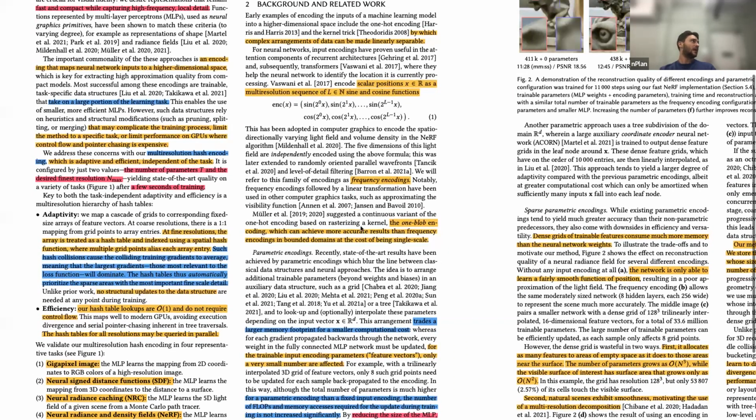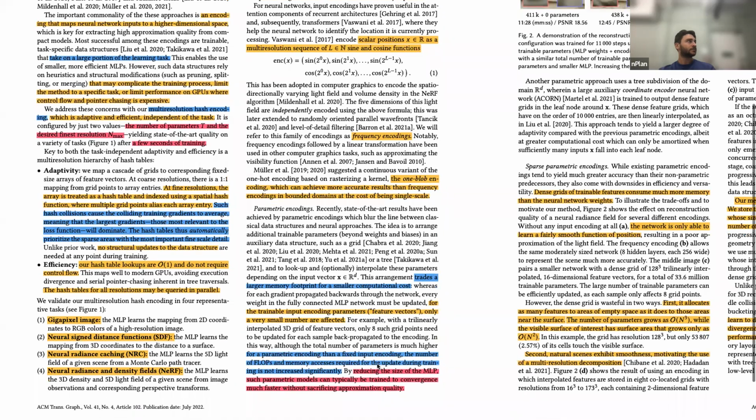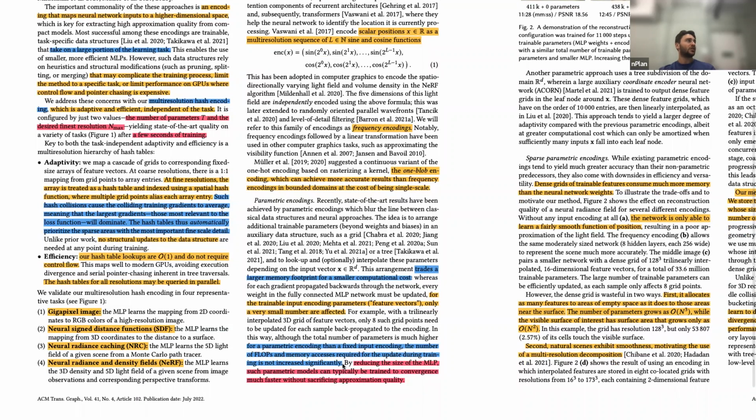Okay, and then after that, they started using what they call parametric encodings. Parametric encodings, I think, is maybe the wrong word, but basically what they mean is that they're learned encodings. And there's a ton of different ones that are used. The main idea is that you can really reduce the size of the MLP that's on top of them and make them a lot quicker to query and train. And it says that by reducing the size, such parametric encodings can typically be trained to convergence much faster without sacrificing approximation quality.